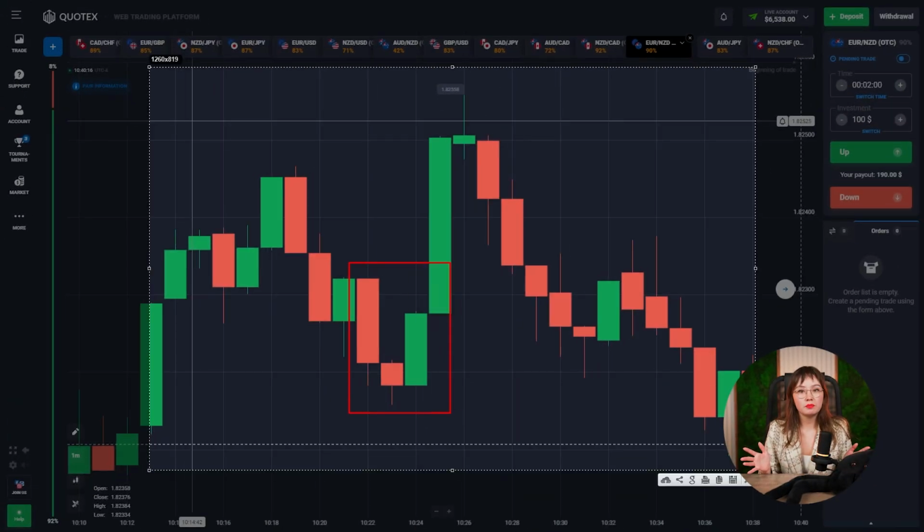This is a bullish PPR. The third candle overlaps the second one from bottom to top, and after its closure, you can open a buy option. Right nearby is a bearish PPR, where the third candle overlaps the second one from top to bottom. If you see this, confidently sell after the third candle closes.